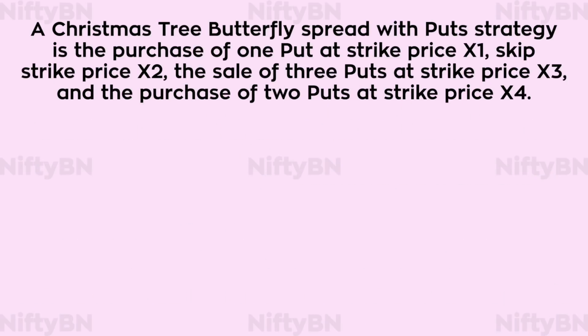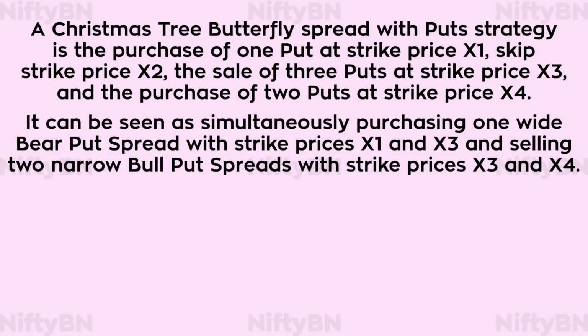A Christmas tree butterfly with put strategy is the purchase of one put at strike price x1, skip strike price x2, the sale of three puts at strike price x3, and the purchase of two puts at strike price x4. It can be seen as simultaneously purchasing one wide bear put spread with strike prices x1 and x3 and selling two narrow bull put spreads with strike prices x3 and x4.